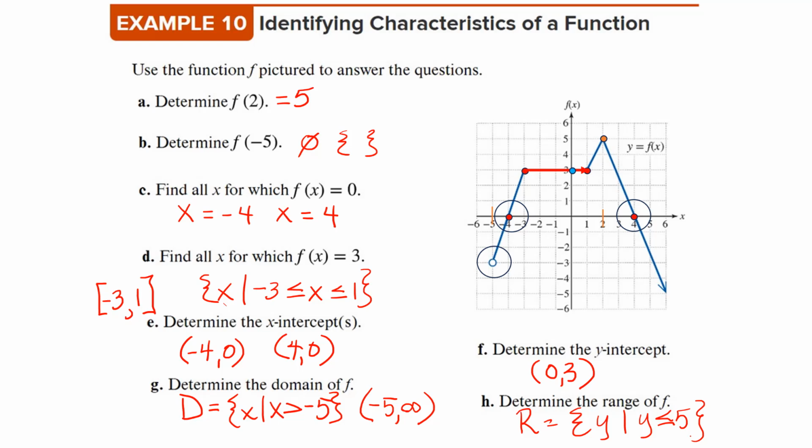Every other y value is possible because you just keep going down. And then another way to write that would be negative infinity to 5, including 5.